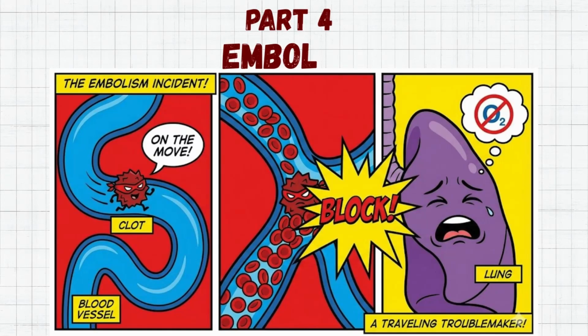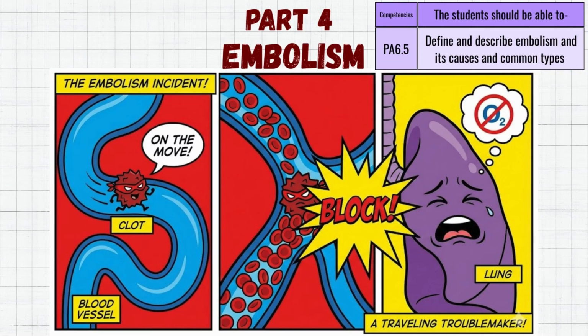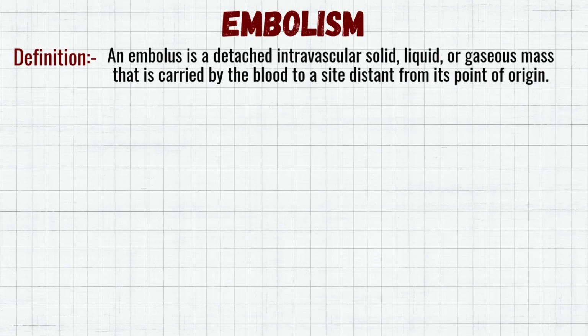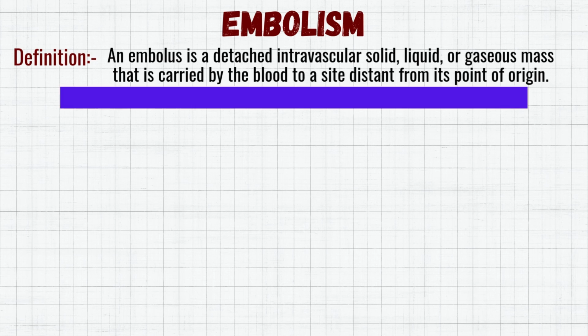Part 4. Embolism. This covers our NMC Competency PA 6.5. What is the definition? An embolus is a detached intravascular solid, liquid or gaseous mass that is carried by the blood to a site distant from its point of origin. 99% are thromboembolism.